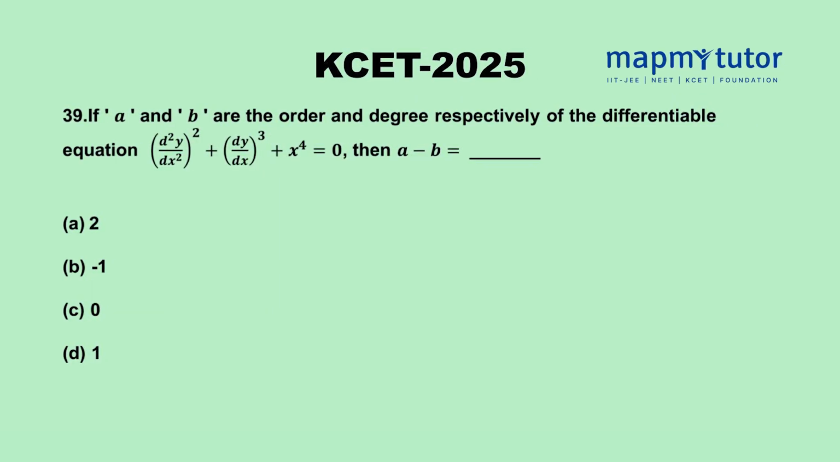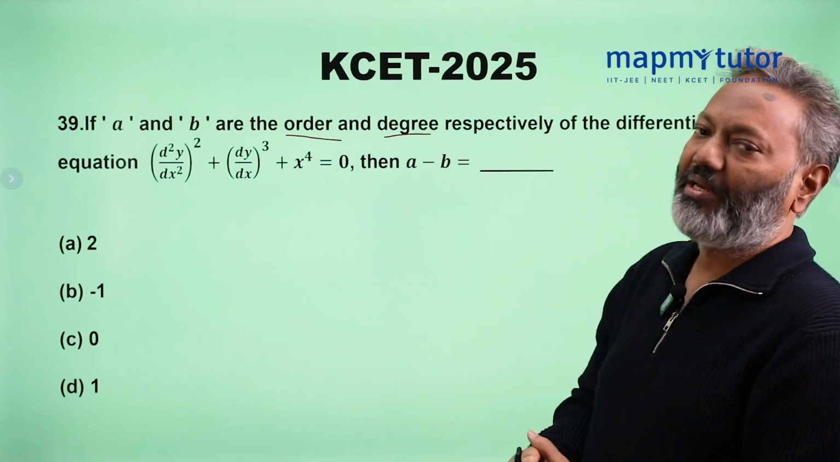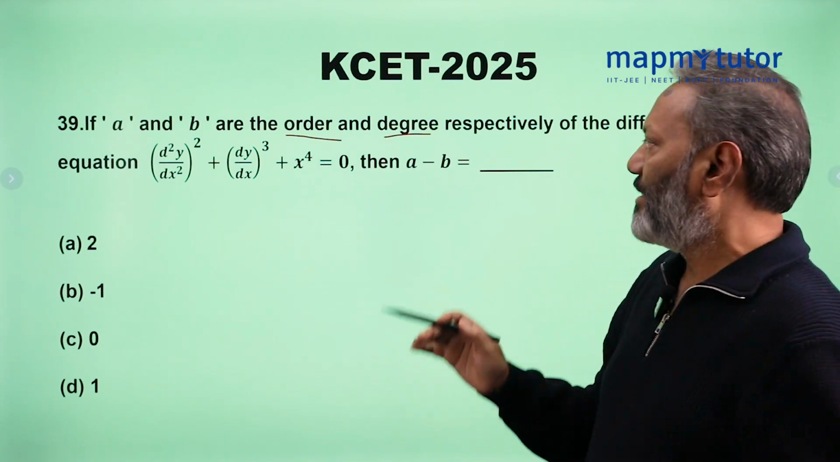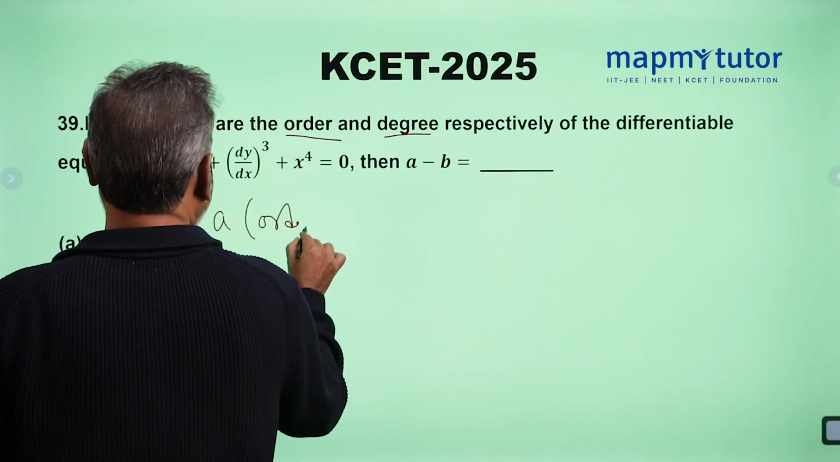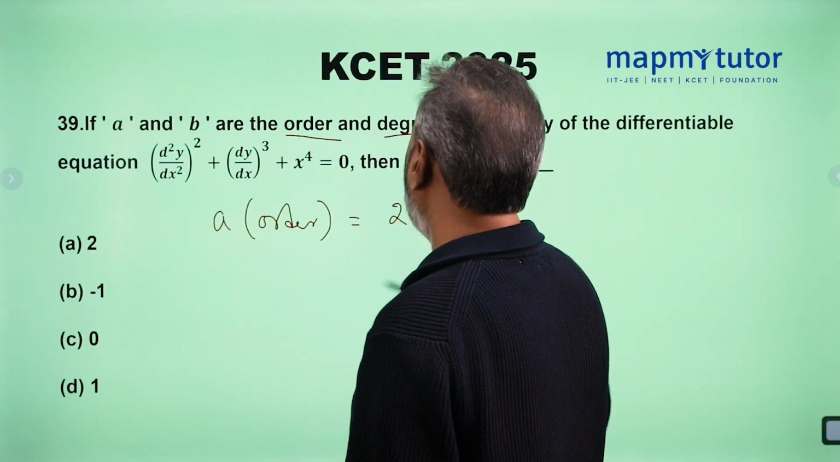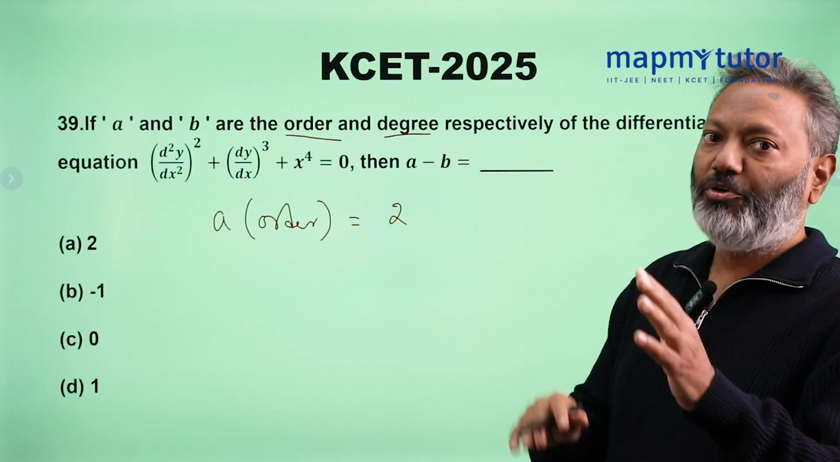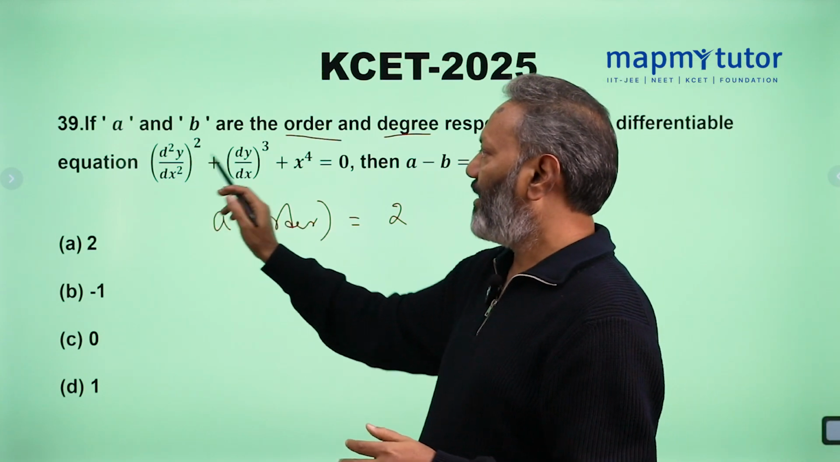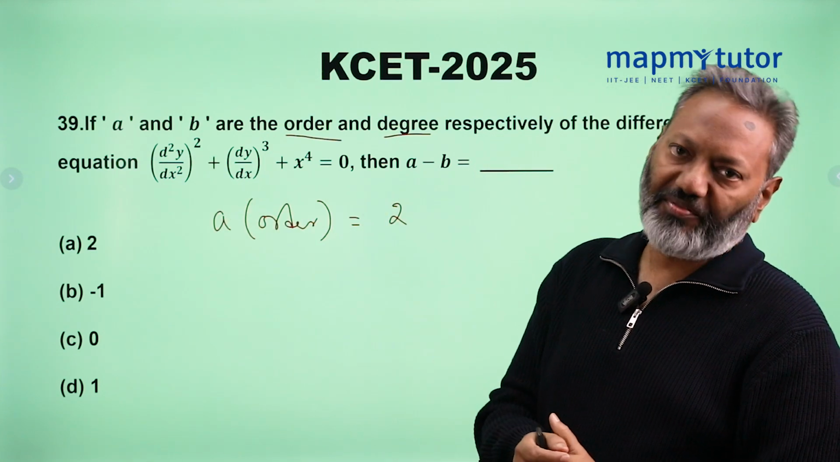If A and B are the order and degree, it's easy. Straight away from the equation, because it is already in a polynomial equation form, nothing to change. Straight away, I can read the order, which is A. Anybody? What is the order of this differential equation? 2. What is the order definition? The highest order derivative you have to locate. That is d square y by dx square. What is its order? 2. The same is the order of the differential equation.